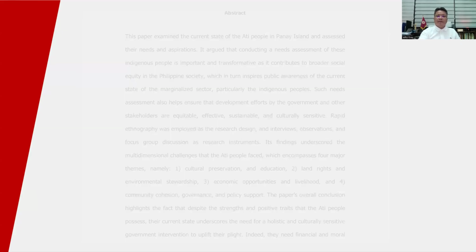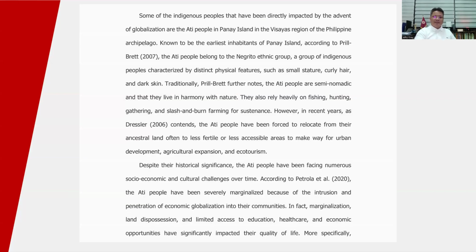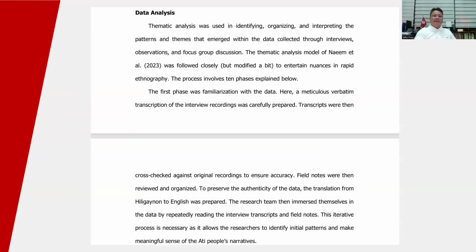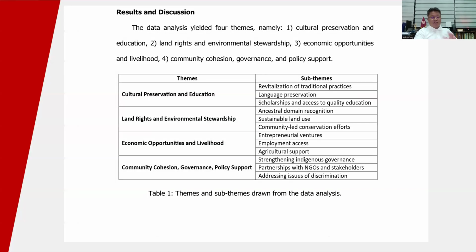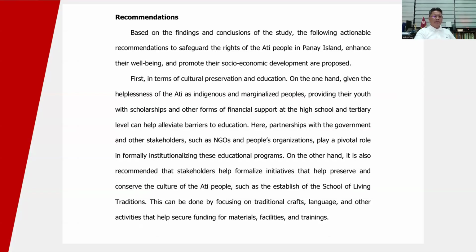We show you the abstract of the study to show you again that indeed we are done with the paper. After the abstract, you have the parts, and then the research design and instrument, the methodology part, and then the data analysis part, then the results and discussion, just some samples of them, and the conclusion and the recommendation. So it's really a completed project.